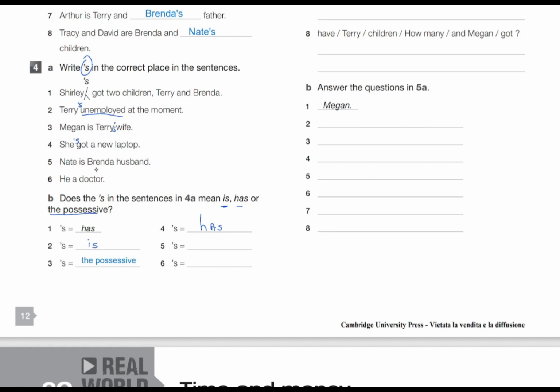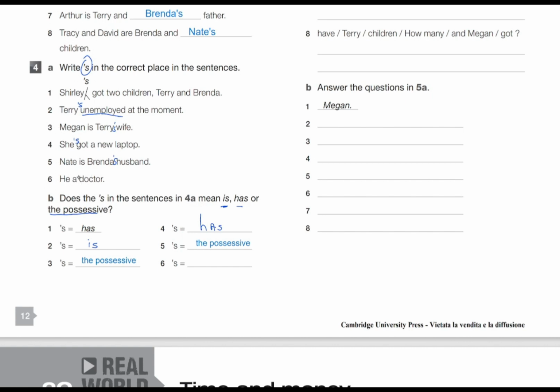Number five, Nate is Brenda's husband. So here, Brenda's husband. So here again, possessive, guys. We're gonna write the possessive. Brenda's. That's it.